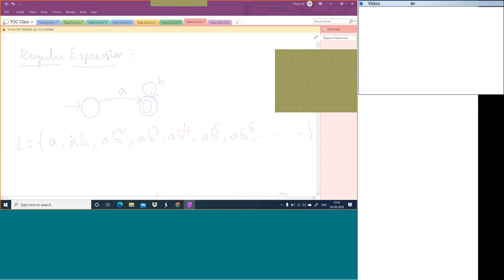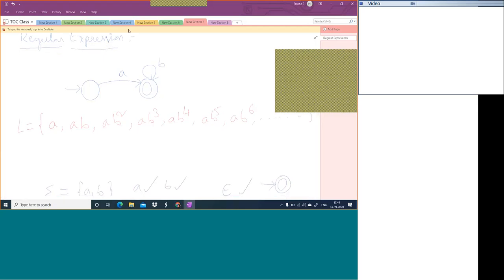But we can give a symbolic representation of all these strings. How? This automata accepts the strings A followed by 0 or more B's, simply AB star. It accepts all the strings A followed by any number of B's. This symbolic representation is called a regular expression.